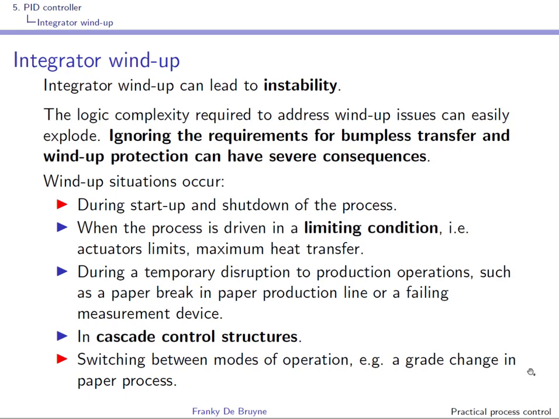And of course, we have seen that if you do not take any precautions, you can expect wind-up in cascade control structures. You will also see wind-up if the interlocks are not properly implemented during startup, shutdown of the process, or when switching between modes of operation. For instance, in the paper industry, when there is a grade change in the paper process, the grammage controller is often bypassed, and then you have to implement the interlock strategy in a proper fashion.